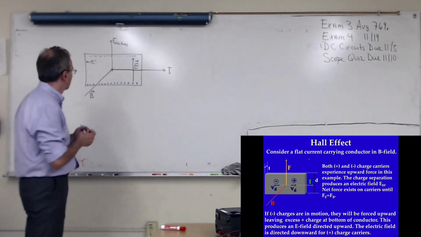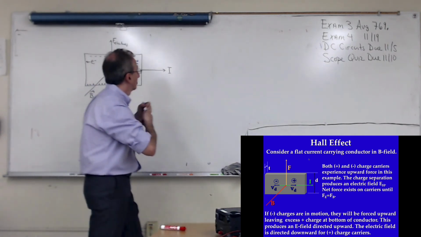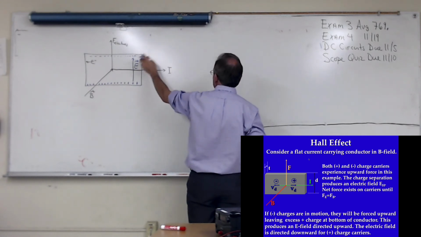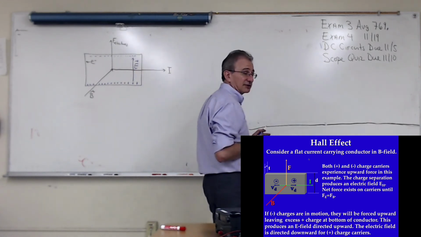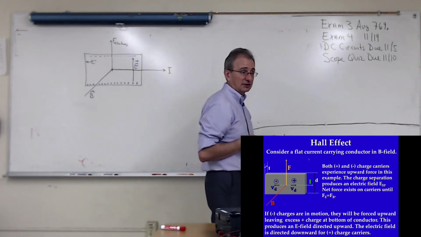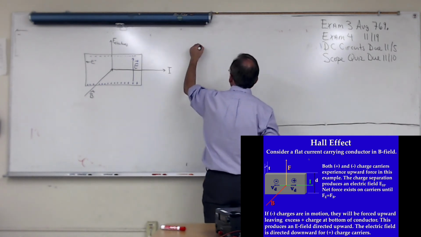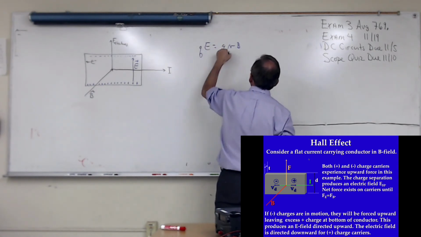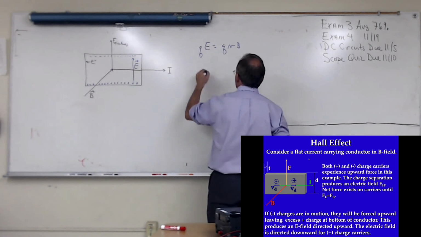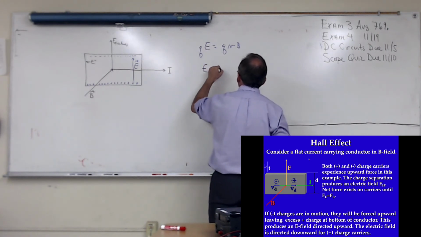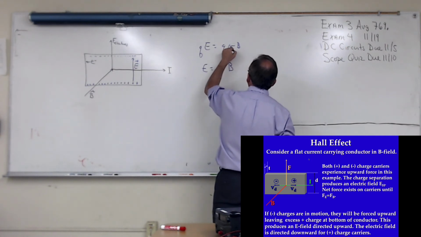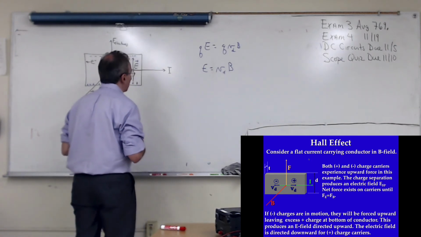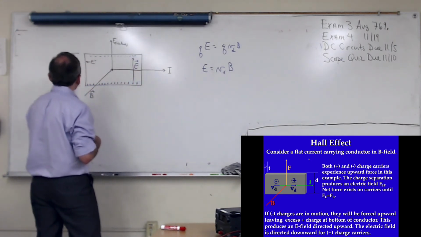In fact, once this happens, the electric force on the electrons is balanced out by the magnetic force on the electrons, so we get qE equals qvB, because they're all perpendicular to each other. So E equals vB, where v is the drift velocity of the electrons. This field is uniform because the magnetic field is uniform.